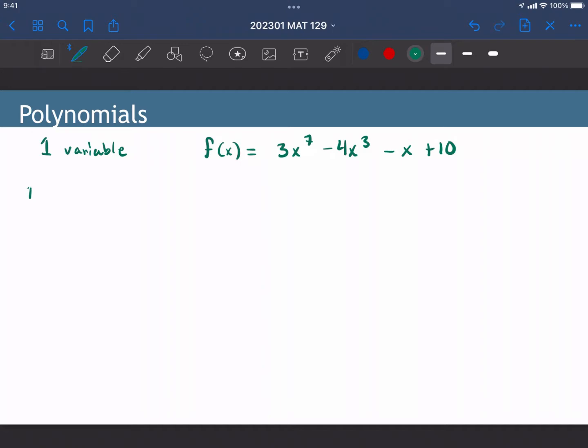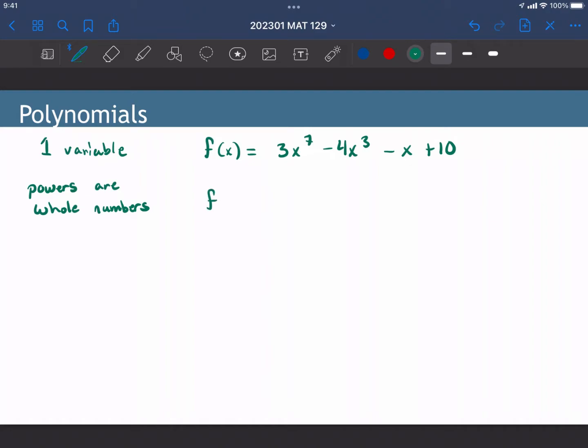The powers are whole numbers. Okay, so that's important. So we got that one variable. We can have different powers with it, and that's all fine. But those powers are whole numbers.